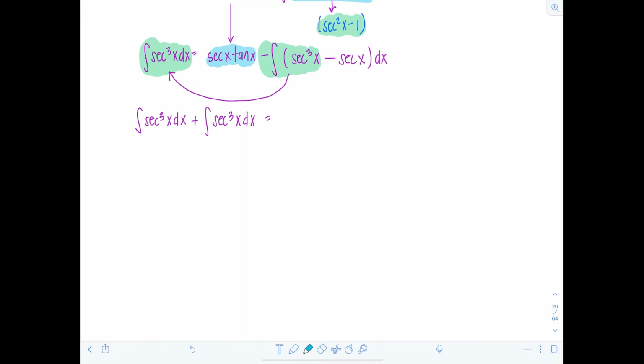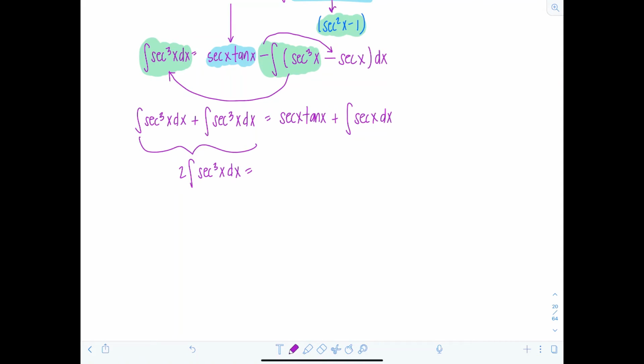I have secant x tan x. And then be careful, this negative is going to distribute here. So now I have plus the integral of secant x dx. Whew, okay, the worst is over, I promise you. So now these, I can add them together. That's 2 times the integral of secant cubed x dx.